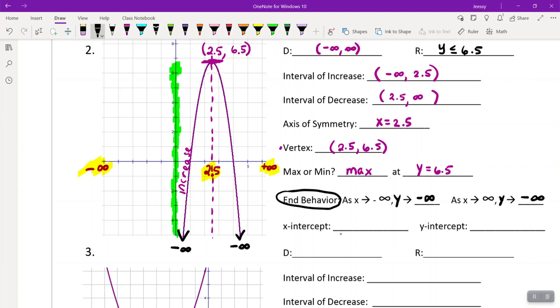Oh, we still have to do x-intercepts. What are the x-intercepts? It's going to happen here at 1, 0. And it's also going to happen here at 4, 0. What about the y-intercept? Where does this function cross the y-axis? No, not negative infinity. It's going to be a point. We just don't know where that point is, right? So it's just unknown. The point exists, but we don't know what it is because we don't have that information here on this graph.